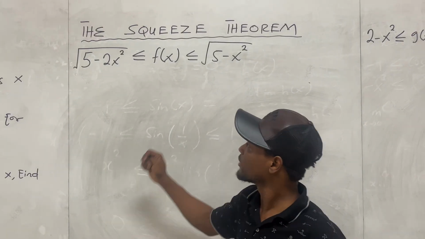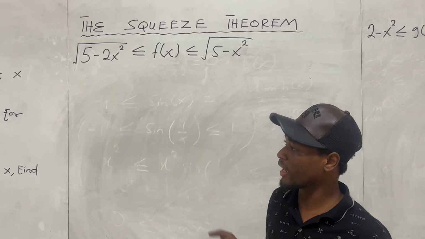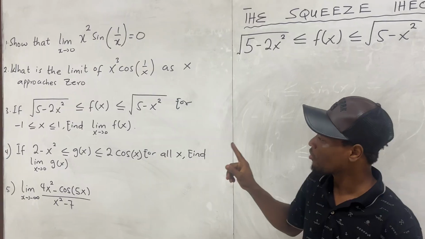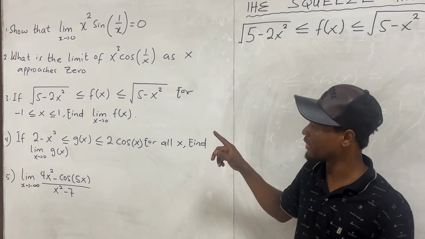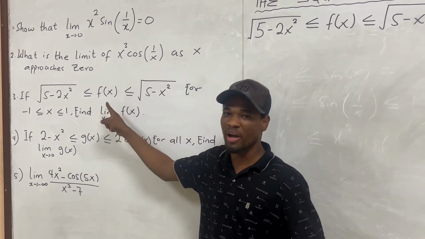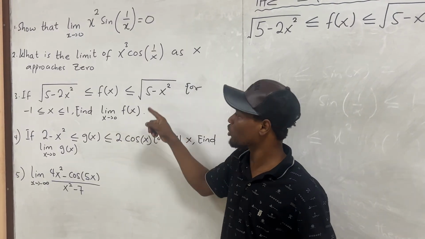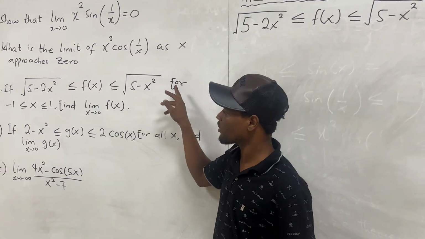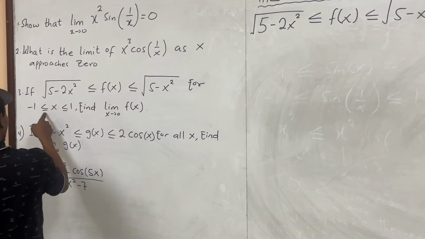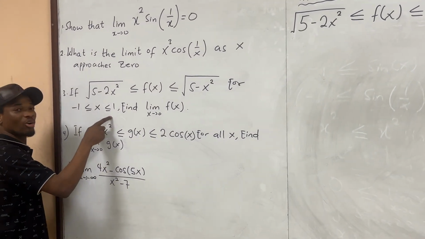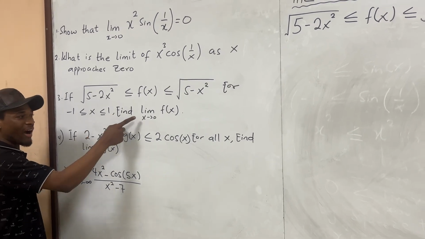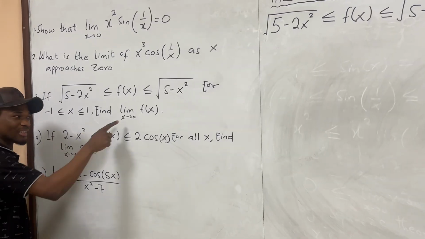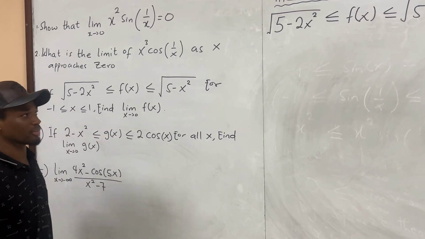Okay viewers, that's our third question. It reads: if the square root of the expression 5 minus 2x squared is less than or equal to f of x, less than or equal to the square root of the expression 5 minus x squared, for negative 1 less than or equal to x less than or equal to 1, find the limit of f of x as x approaches 0. Good, so this is the question.